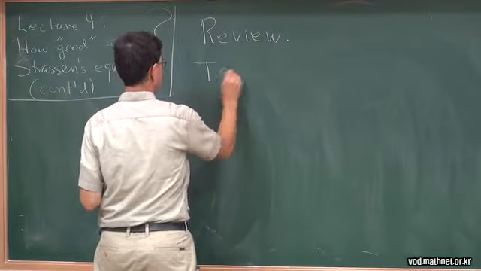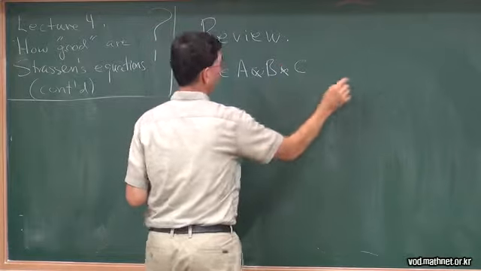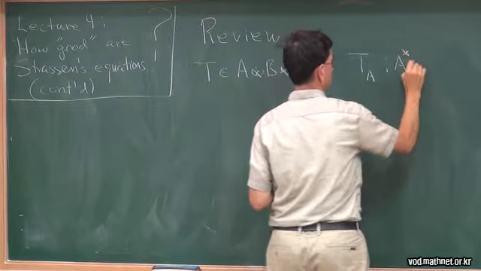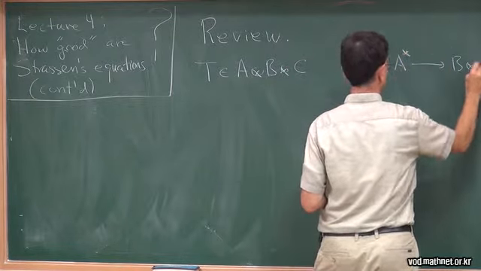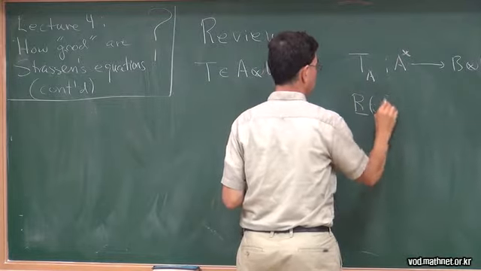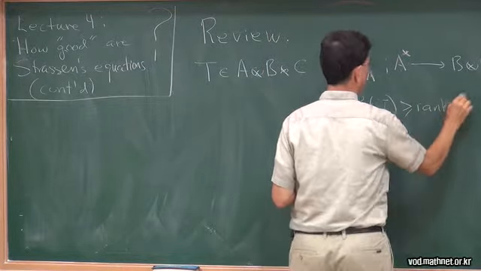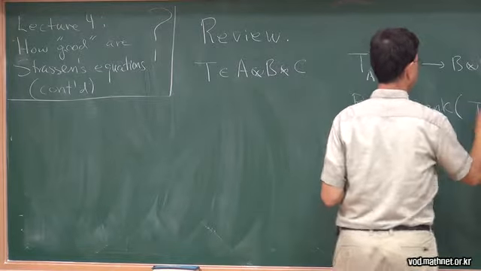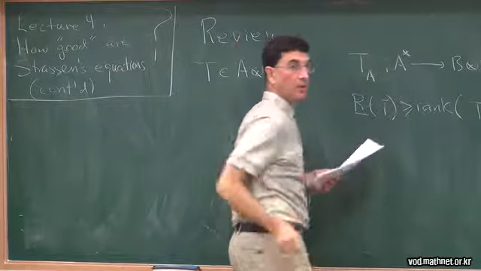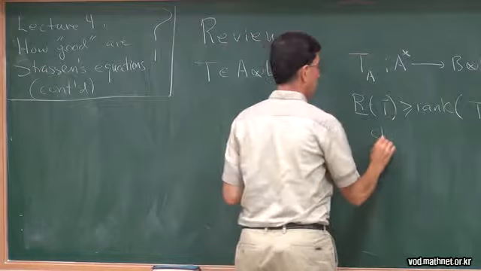So if I have a tensor, I could think of this as a linear map. And we saw that the tensor rank of T is at least the regular rank of this linear map. And I didn't say it, but needless to say, we could exchange the roles of the three vector spaces. And this is our classical lower bound.